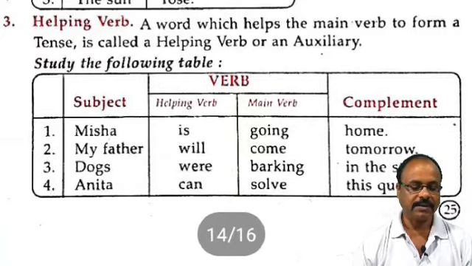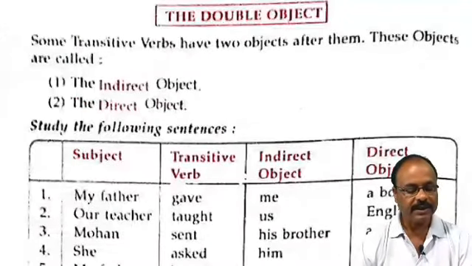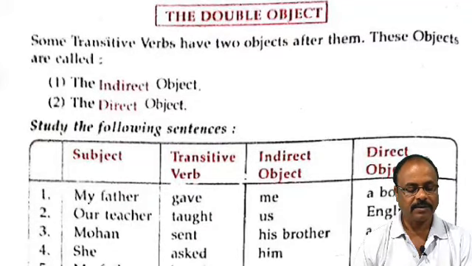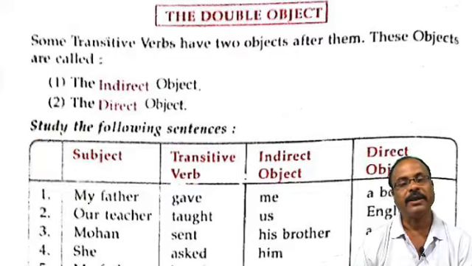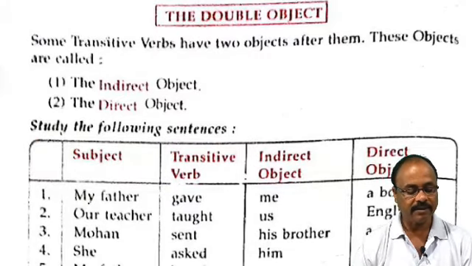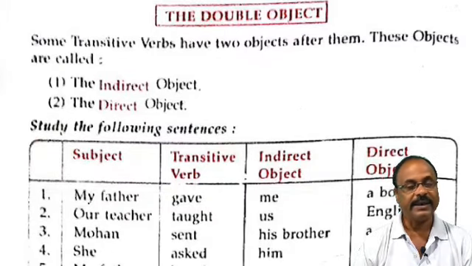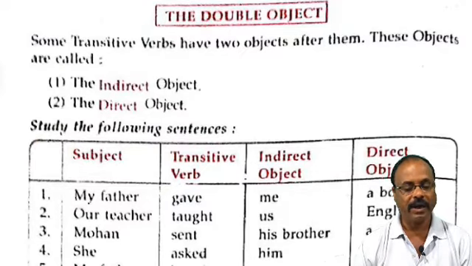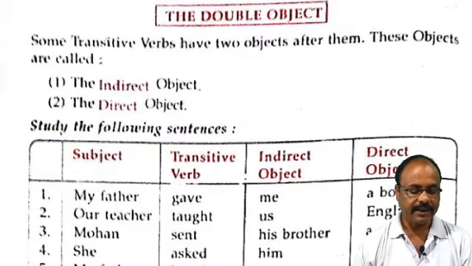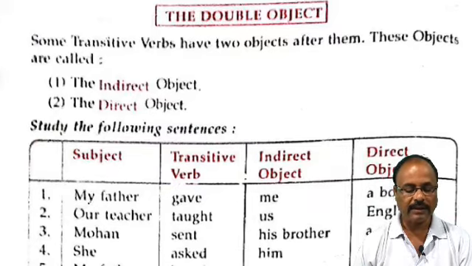Let us discuss the double objects. Some transitive verbs have two objects after them. These objects are called the direct objects and the indirect objects. How is it possible? Let us take some examples. My father gave me a book. Here you see, my father is the subject. Gave is the transitive verb. Me here is the indirect object, and a book is the direct object.